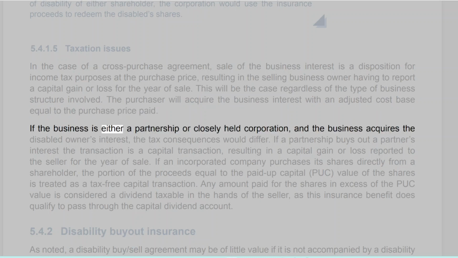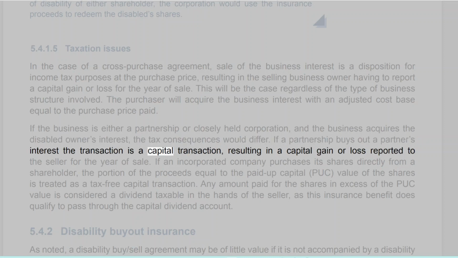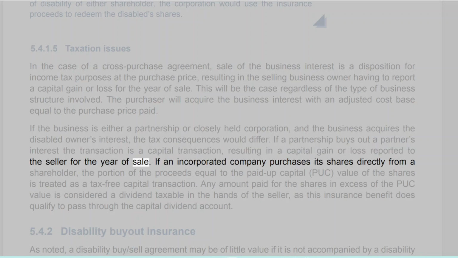If the business is either a partnership or closely held corporation, and the business acquires the disabled owner's interest, the tax consequences would differ. If a partnership buys out a partner's interest, the transaction is a capital transaction, resulting in a capital gain or loss reported to the seller for the year of sale.